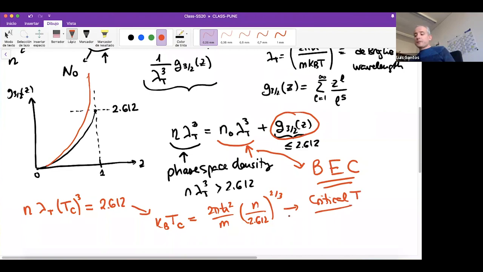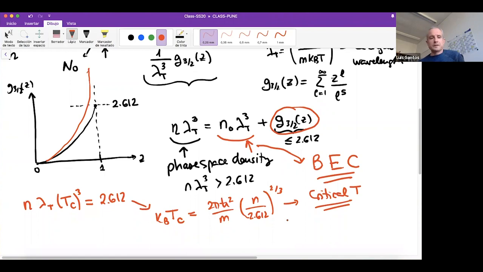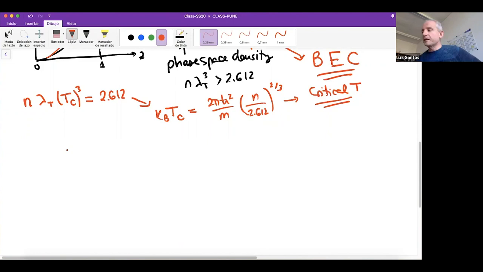For typical experiments, and I will comment on that in a moment, the typical densities are extremely low. This means that the critical temperature is also extremely low, typically lower than the microkelvin. So you need to cool these systems extremely efficiently to extremely low temperatures, of the order of hundreds of nanokelvin in typical experiments. This is actually an important point of these experiments: how to bring these particles to these very low temperatures.